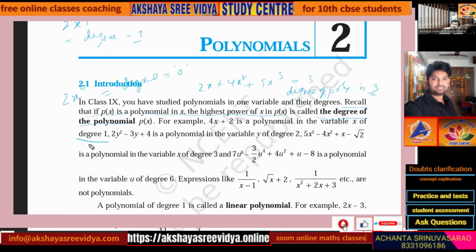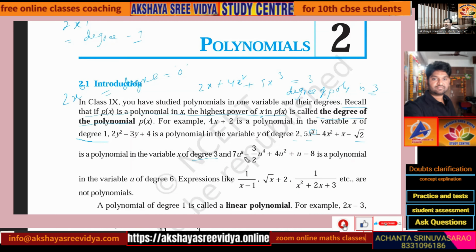Here the degree is 1. 2y square minus 3y plus 4 is a polynomial, and its degree is 2. Here see, 5x cube minus 4x square plus x minus root 2. Root 2 is a constant, but the highest power is 3. So the degree is 3.